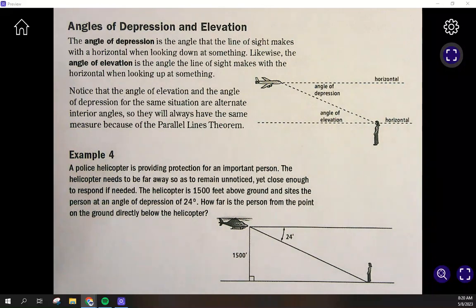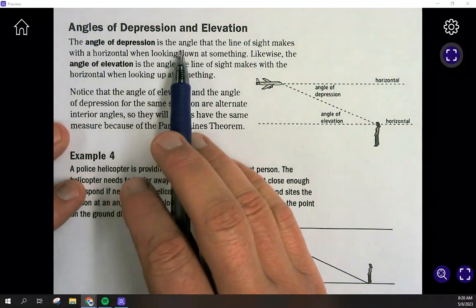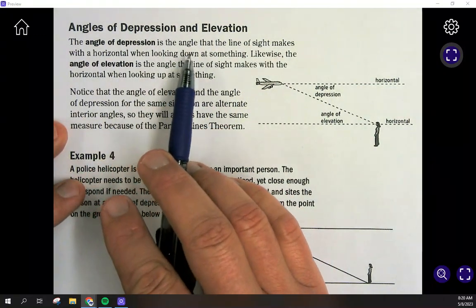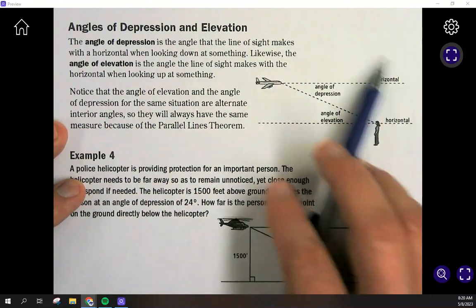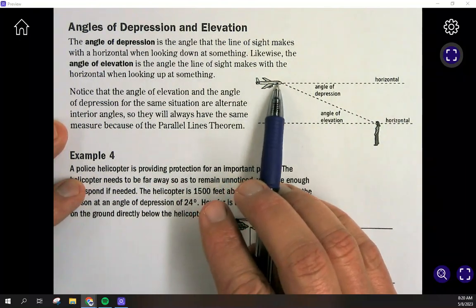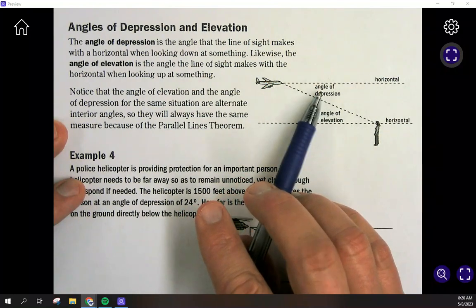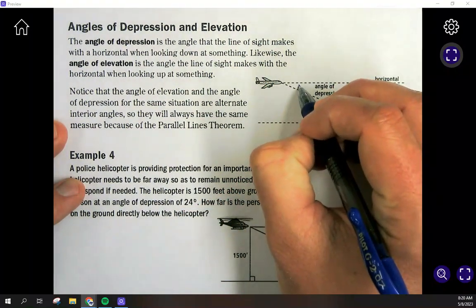Okay, so we're going to talk about angles of depression and elevation. So the angle of depression is the angle that that line of sight makes with a horizontal line when looking down at something. So I think this is better just in the picture. You're always going to see this with planes, or if somebody's standing on a cliff and they're looking down, the angle of depression. And the key thing is it's actually this angle in here.